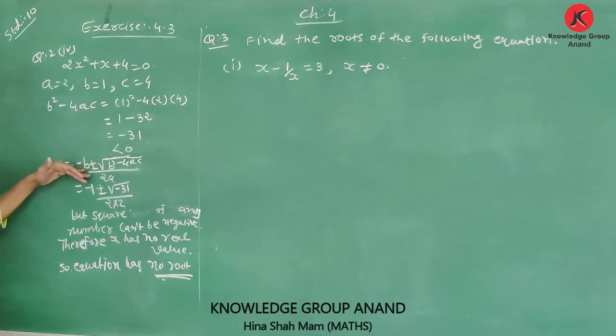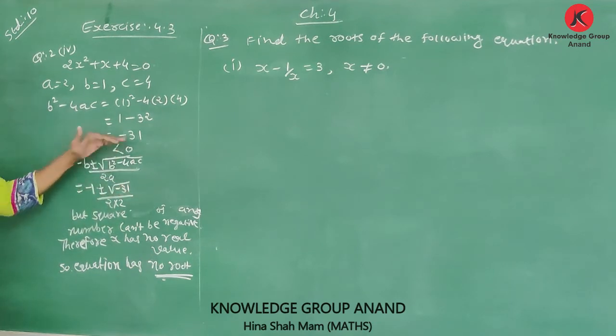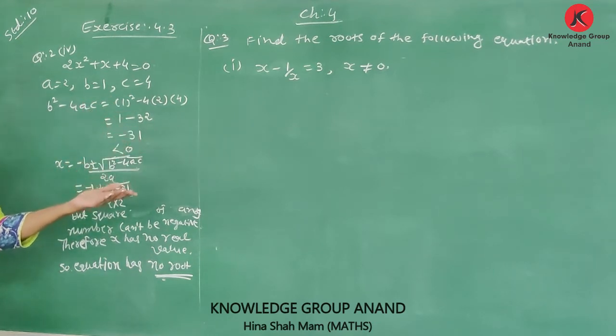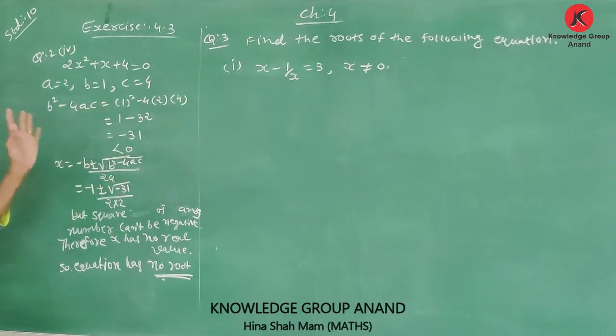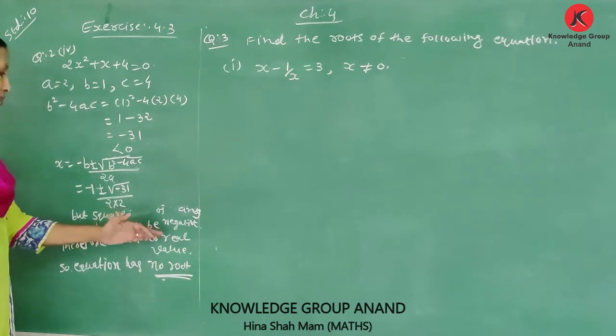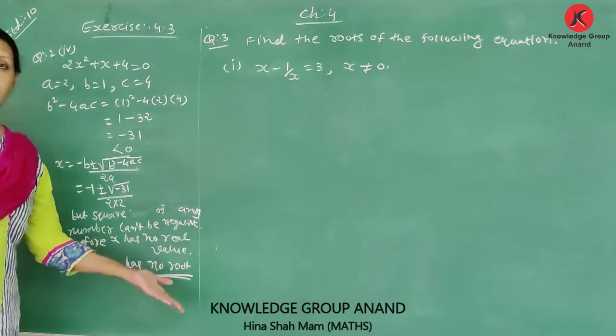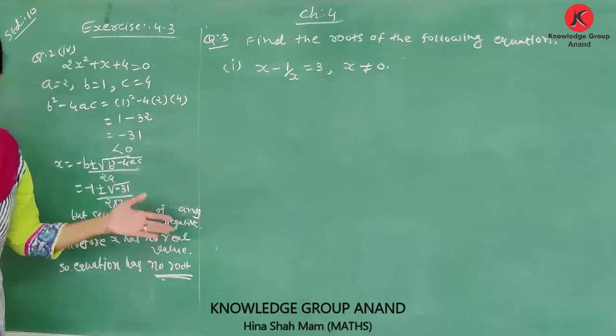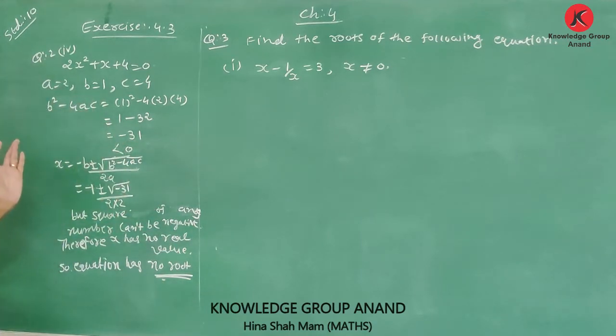But for your understanding, I write here x is equal to minus b plus or minus under root b square minus 4ac upon 2a formula, and then the square root of minus 31 is not the square of any number. A negative number cannot be the square of any real number. Therefore, the square of any number can't be negative. Therefore, x has no real value. So, the equation has no roots.